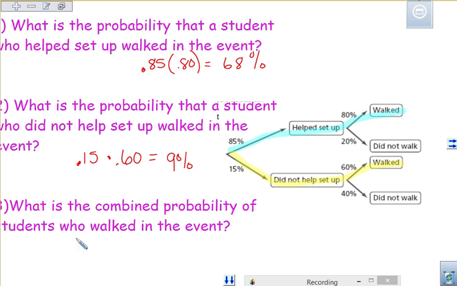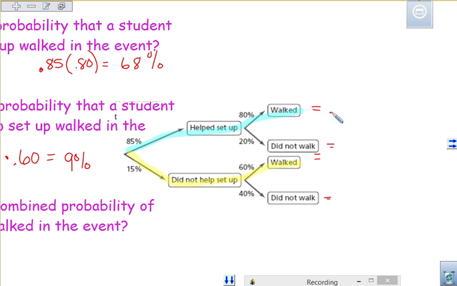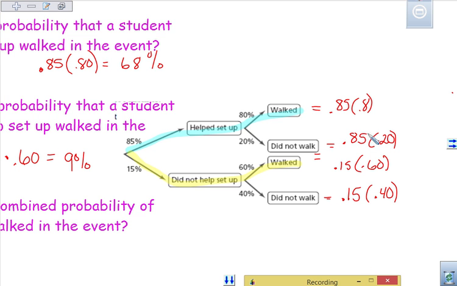Number 3, what is the combined probability of students who walked in the event? So then we have to go through and figure out these outcomes. So what's the probability of setting up and walking? Setting up, not walking. Not setting up, walking, did not set up, did not walk. So this first answer is going to be 0.85 times 0.8. 0.85 times 0.2. And this is what it would look like if I finished up the column.